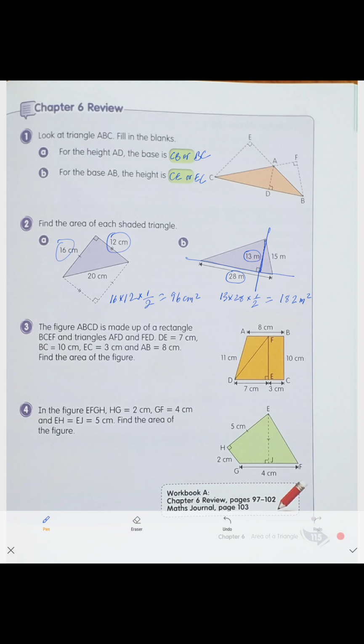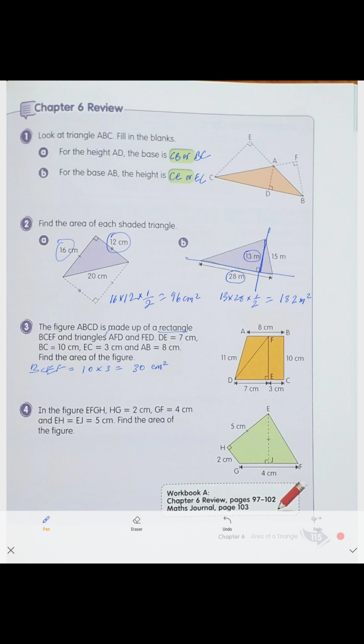So the first one we consider is rectangle BCF, right? BCF has which sides? It has a side of 10 centimeters, and a side of 3 centimeters, right? So we write it. The area is, we multiply, 30 centimeters squared. Okay, next one.